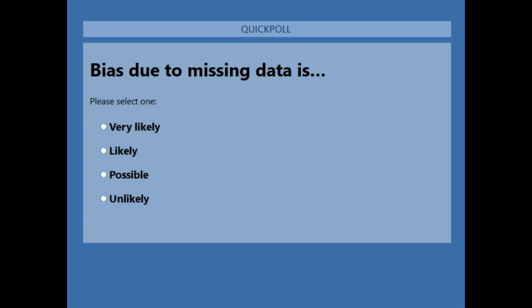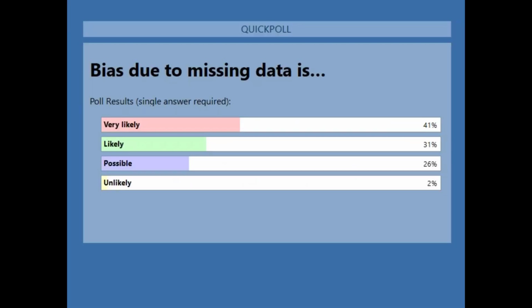So we've got a very small proportion. That's 75%. Let's close at that point. So we've got a very small proportion saying unlikely. The majority view, 41% saying very likely, and then 31 likely and 26 possible.